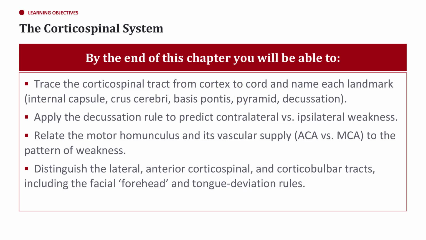By the end of this chapter, you should be able to do four things: trace the corticospinal tract from cortex to cord and name every landmark along the way. Apply the decussation rule to predict contralateral versus ipsilateral weakness. Relate the motor homunculus and its blood supply to the pattern of weakness a stroke produces, and distinguish the lateral, anterior, and corticobulbar divisions, including the facial and tongue rules. Keep these in view as we go.